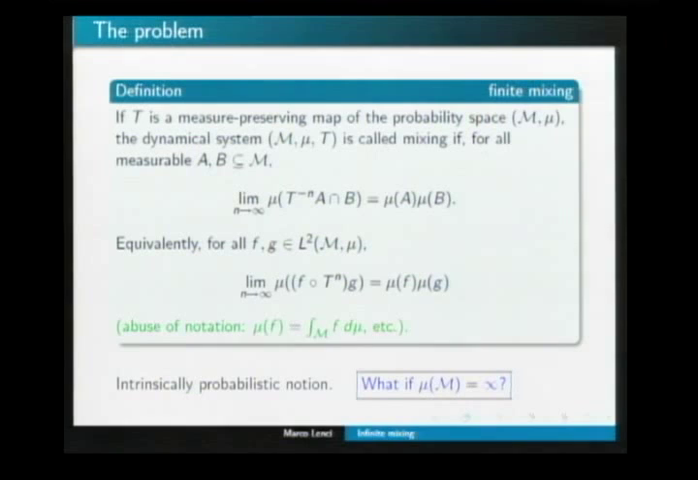This can be recast, like I said, in terms of observables. If you start calling this decay of correlation, because that's what it is, if you put a minus sign here, this is the correlation between the two observables, or two random variables, if you wish, the evolution of F and G. Well, if you recast it that way, it is apparent that you have a problem if you want to transport this definition to the infinite measure setting. So suppose you have an infinite measure preserving map. This is an intrinsically probabilistic notion. What do you do with that? This is a long-standing problem, actually.